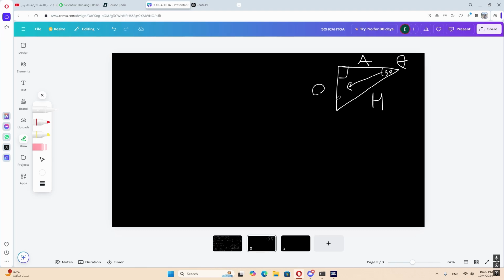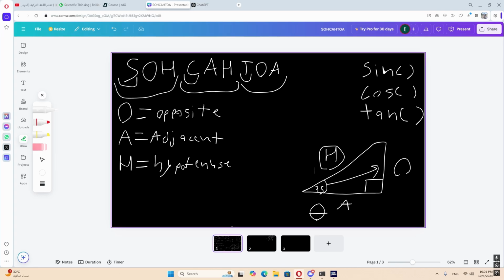Okay, so let's say this time we're looking for O, and we have A. So A could be 7, and our angle is 50, and we're looking for O. So which one has theta, A and O? Let's see. A and O, A and O, this one. T, O and A. So it's tan.